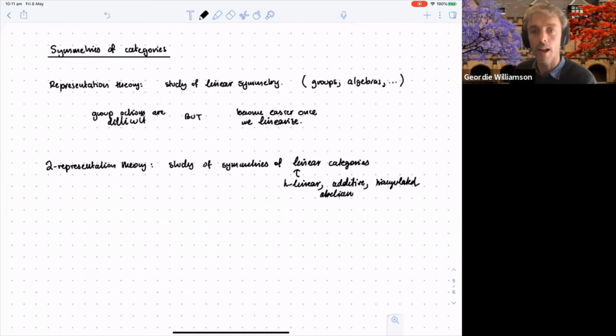One of the reasons that representation theory is so powerful is because we have linear algebra. This means that we can add vectors and we can multiply them by scalars. And one of the reasons that two representation theory is so good is that we have the categorical structure available. We can take kernels, or we can add objects together, or we can consider cones, etc.